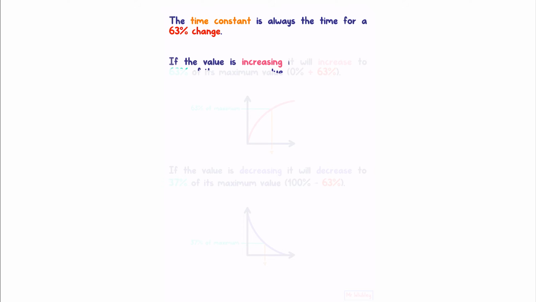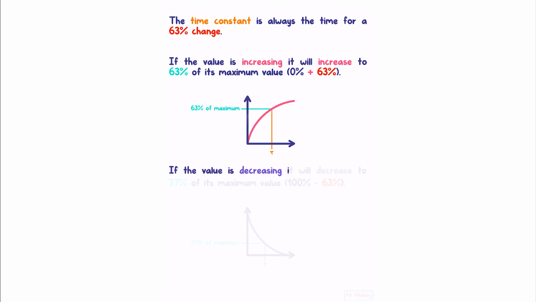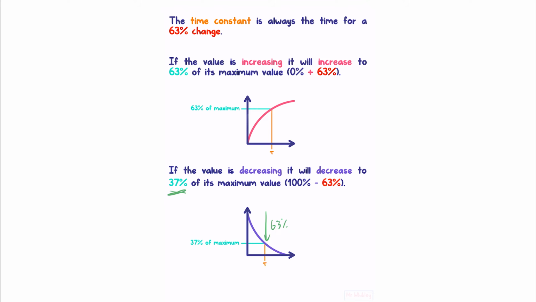If the value is increasing, it will increase to 63% of its maximum value because that change is 0 plus 63. So if we have an increasing value, the time constant is the time for it to increase to 63% of the maximum. However, if the value is decreasing, it will decrease to 37% of its maximum value. Since it's decreasing, it's starting at 100%, and then when we subtract 63%, we arrive at 37. So if we have our decreasing value, when we've decreased by 63%, what's left is 37% of the maximum.